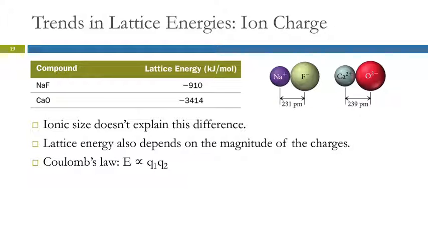And if you look at the lattice energies, and you take 910 times 4, would be 3640, and the actual is 3414. That's pretty close. It's roughly 4 times as big. So charge is important. Charge is actually a bigger factor than the radius, the distance. Any questions?